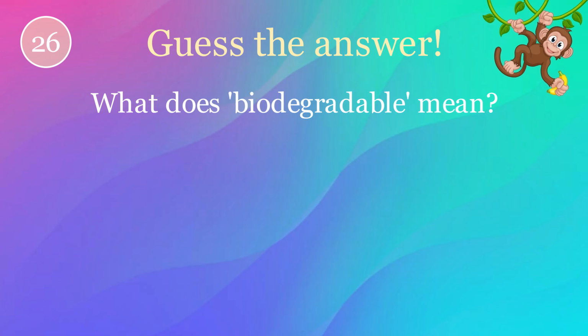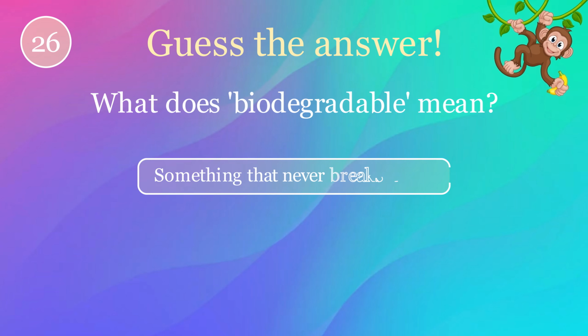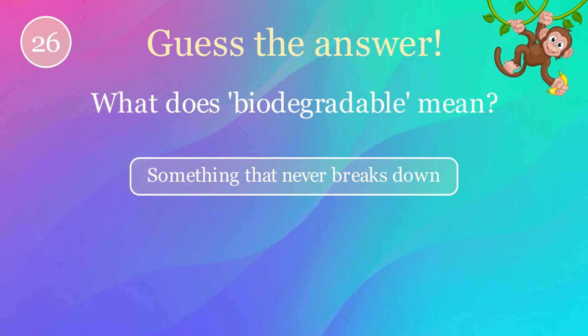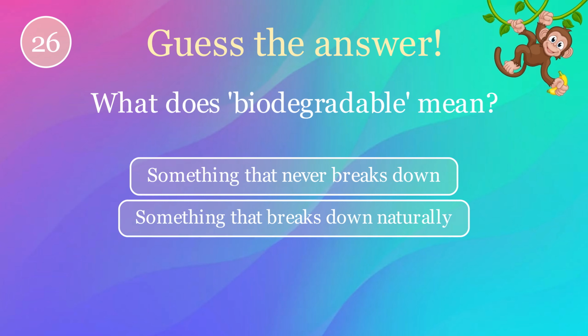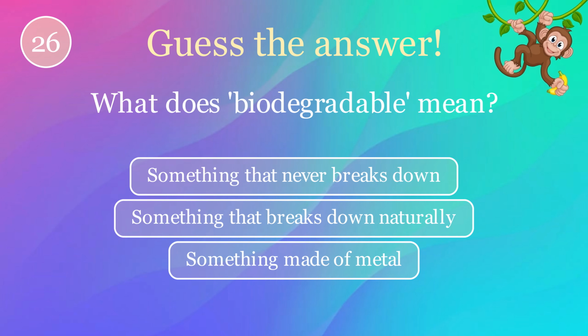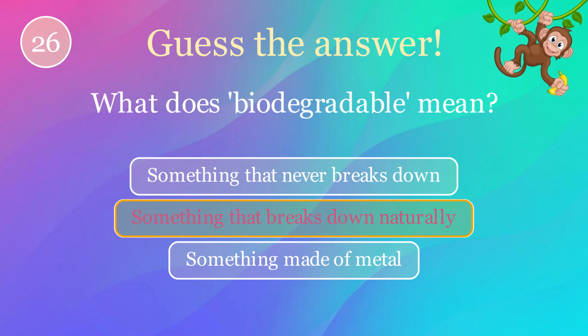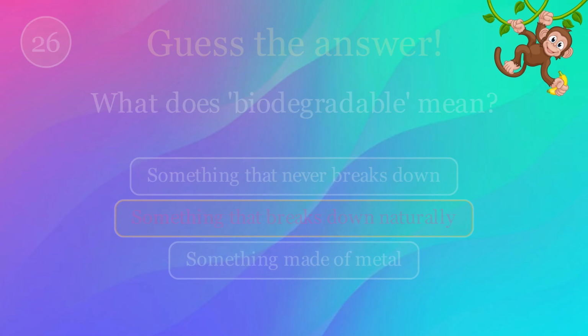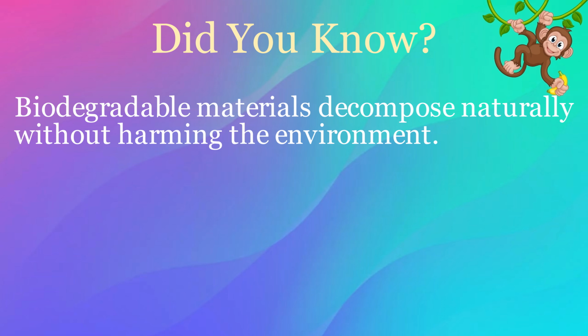What does biodegradable mean? Something that never breaks down. Something that breaks down naturally. Something made of metal. The correct answer is, something that breaks down naturally. Here's an interesting fact: biodegradable materials decompose naturally without harming the environment.